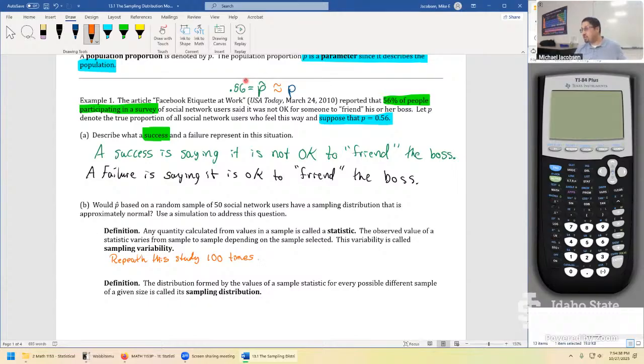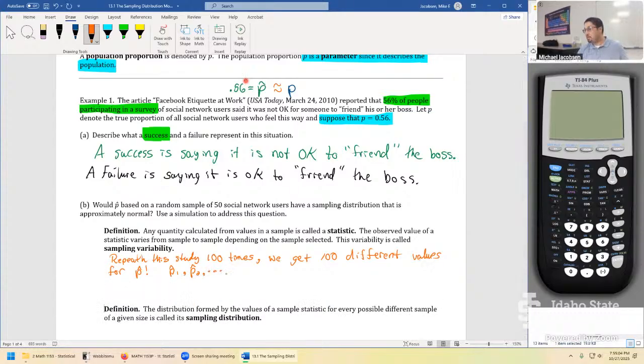So repeat the study 100 times, we get 100 different values for p hat. Let's call them, say, p hat 1, p hat 2, and so on. There's 100 of them, so we don't want to be typing these forever. But then p hat 99, and the last one, p hat 100.